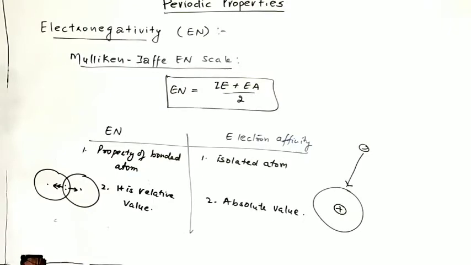Now, in case of electron affinity, when the electron is added, the species changes to a negatively charged ion.